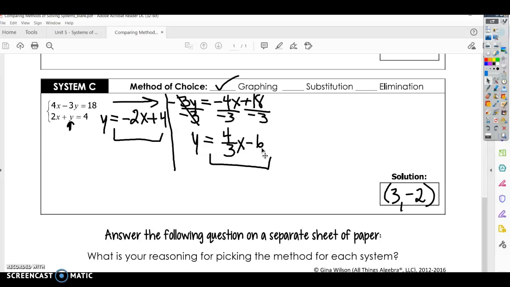You can also do that with the other 2 equations with substitution and elimination. All right, I hope this helps you to see that although you can use multiple methods to get the same answer, sometimes one method would work better than another method.